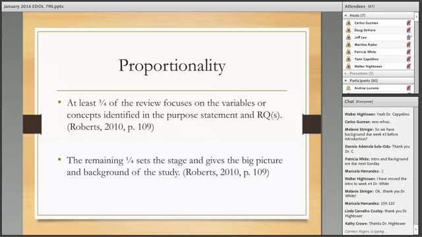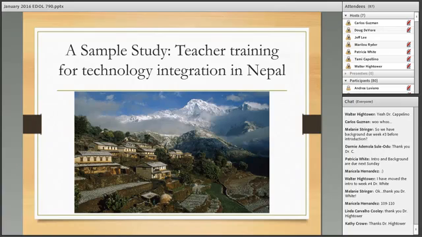And in this example, we're actually going to take a field trip, and I'm going to take you to a place halfway around the world. And this is an example that takes place in Nepal. And I did a study back in 2013.